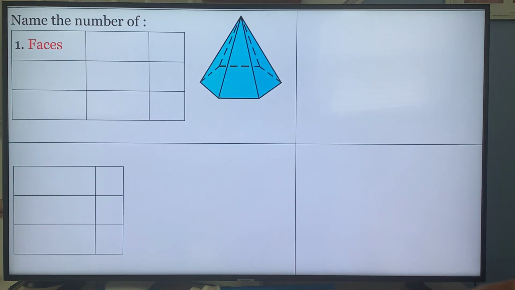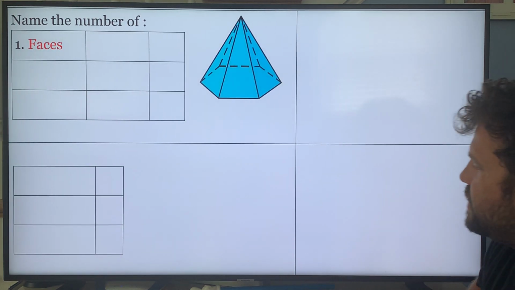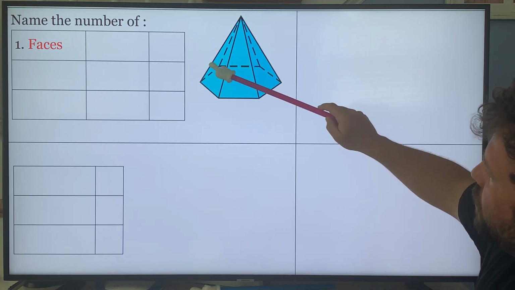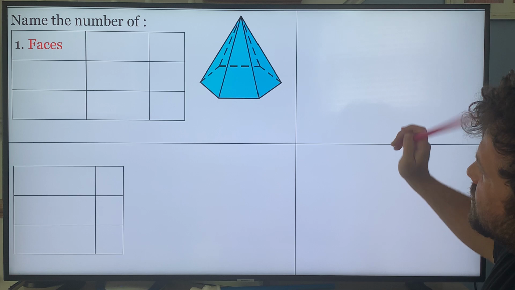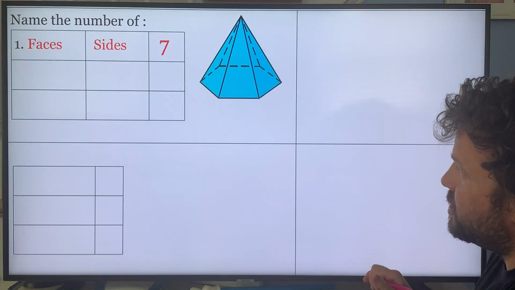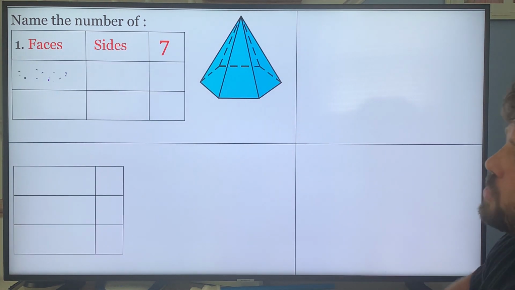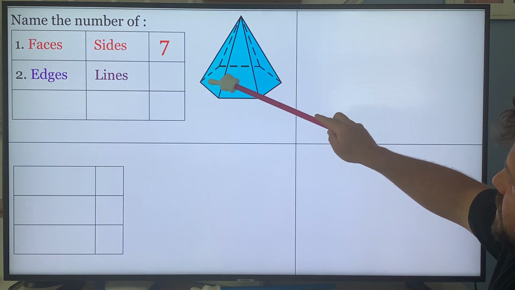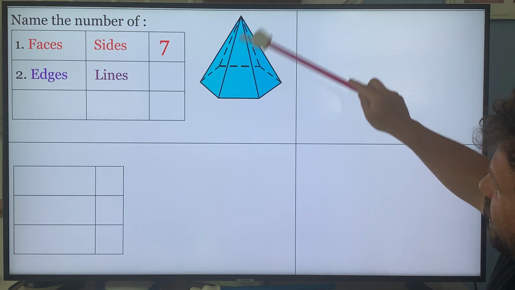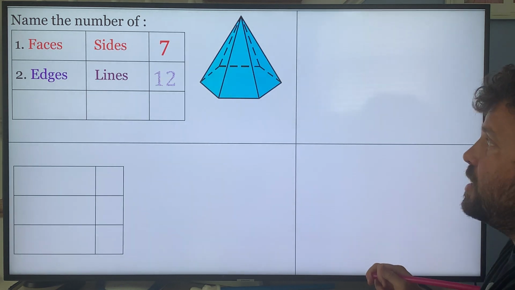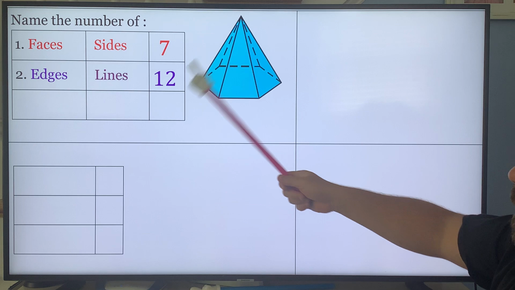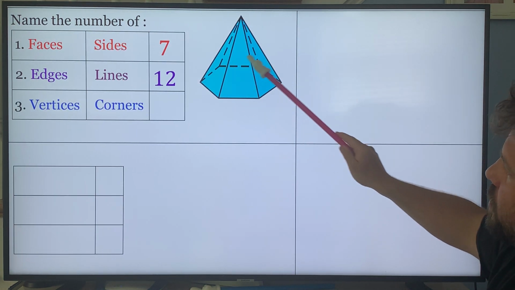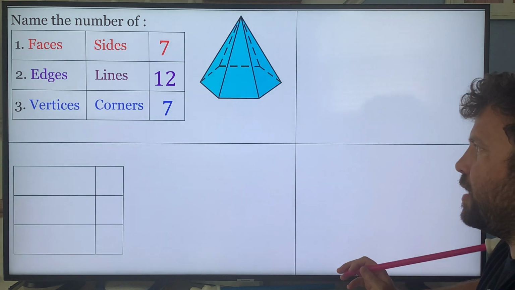Now, match the number of faces. How many faces does it have? Well, number of faces, you got the bottom. You got 1, 2, 3, 4, 5, 6. So that would be the number of sides, which is 7. Number 2, edges. Edges are the number of pretty much lines. So since you have 6 for your hexagon down here, and then 6 running up to the apex, that would be 6 and 6 is 12. Next one, vertices. That is the corners. 1, 2, 3, 4, 5, 6, and 7 up there.